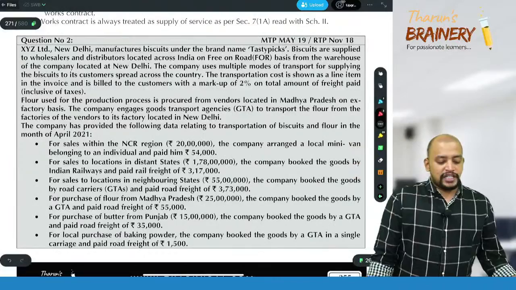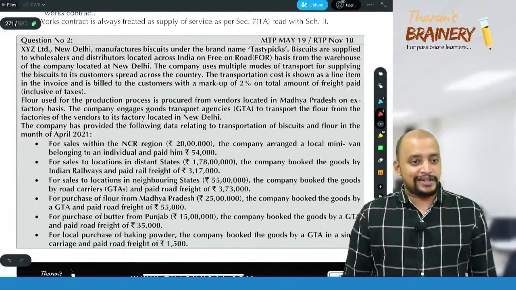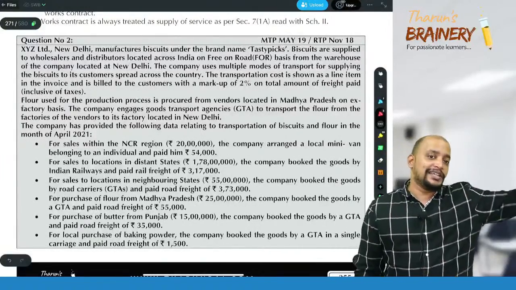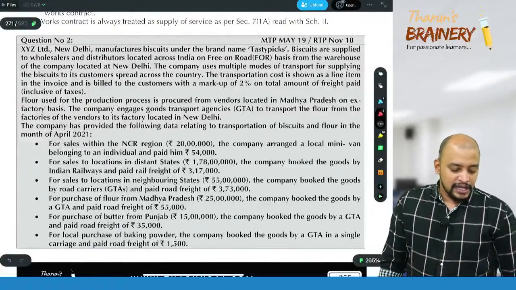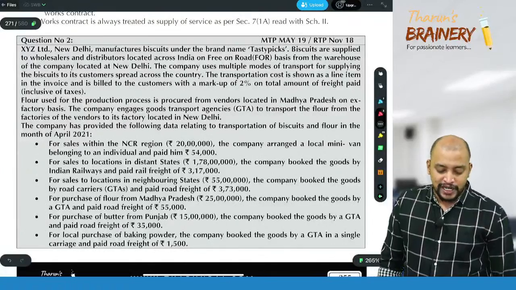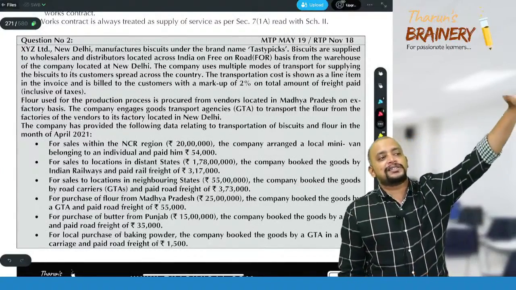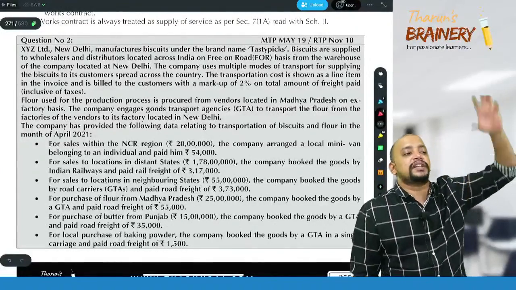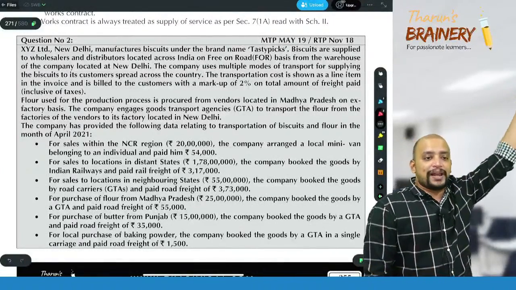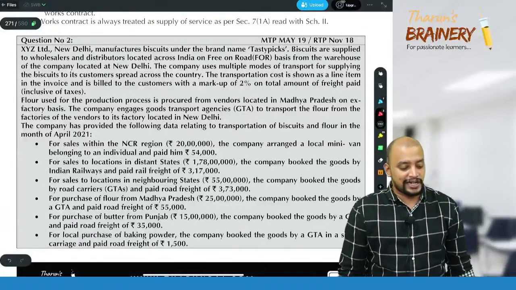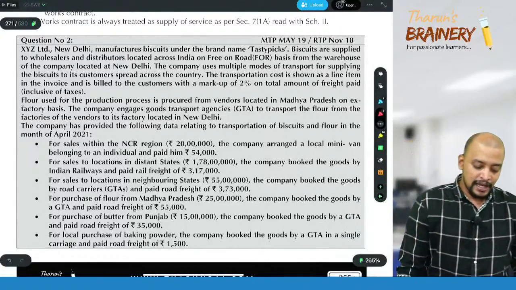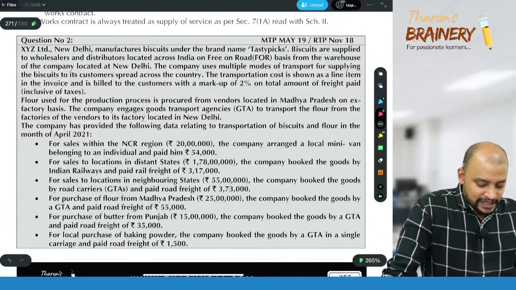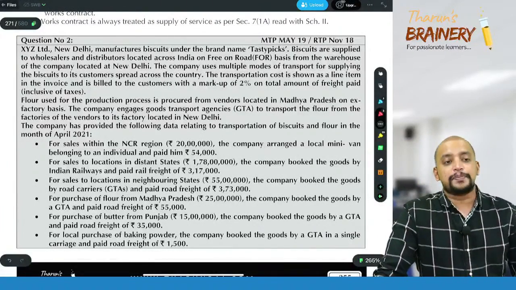Flour used for the production process is procured from vendors located in Madhya Pradesh on ex-factory basis, means they need to pay for the transportation cost. The company engages goods transport agency to transport the flour. Ex-factory means the goods are delivered at that place. So this XYZ Limited should arrange for the transportation from their supplier place to their place, of that flour and other raw material. Then the company has provided the following data relating to transportation of biscuits and flour in the month of April 2021.